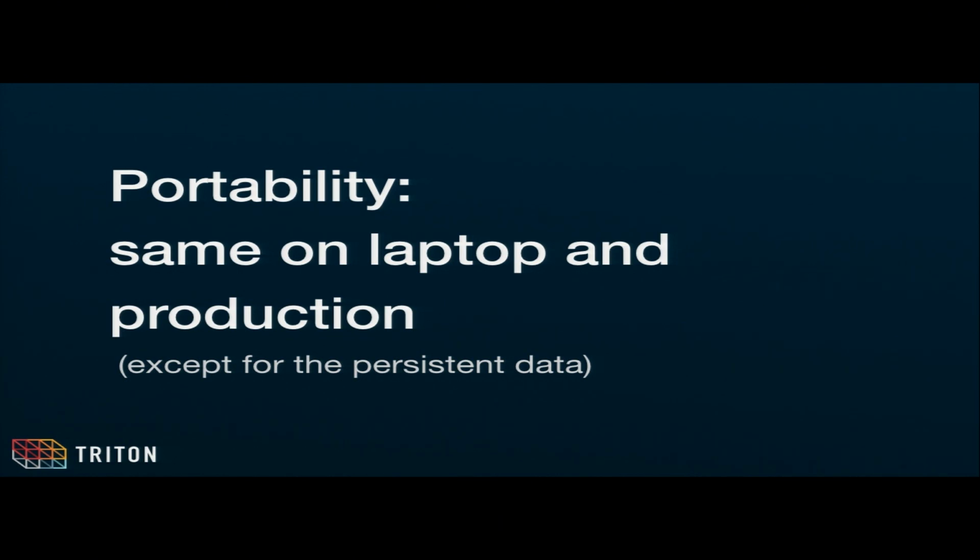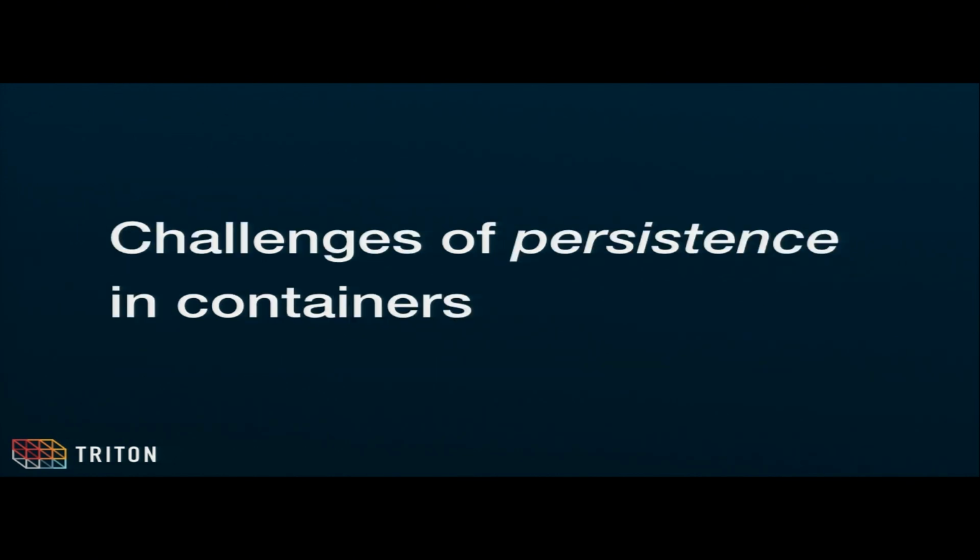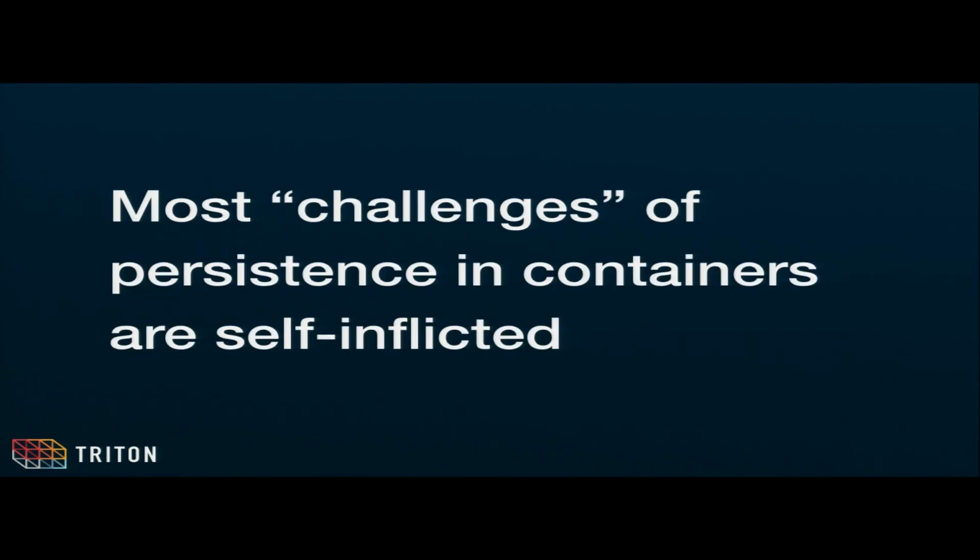Okay, so now we're getting down to what the problem is here, right? The challenges of state are actually the challenges of persistent data. That hasn't really changed for containers, right? We had the same challenges of persistent data when we had VMs, right? Most of what people consider to be the challenges of persistence in containers are actually self-inflicted, right? I was talking a second ago about this weird conflation of 12-factor with containers and with microservices, right?